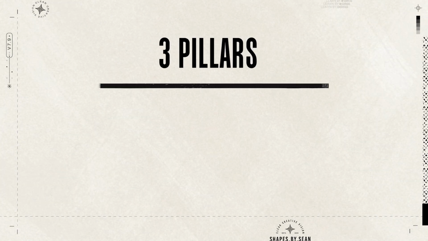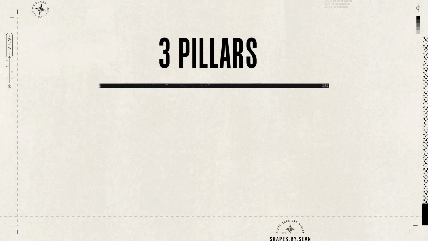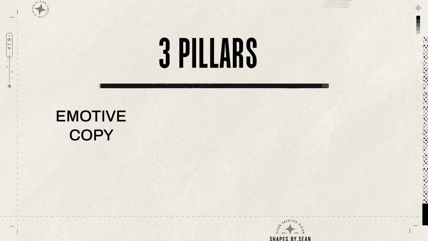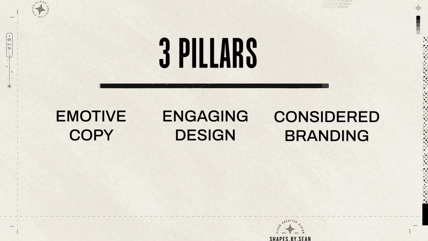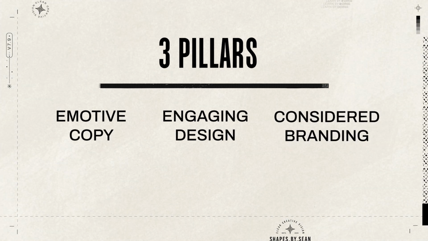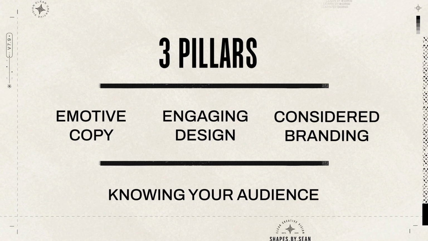So the way I see it, there are 3 pillars to a powerful social media post: emotive copy, engaging design, and a considered brand identity. These all tie into knowing your audience, which we'll get into, but we'll start with copy.